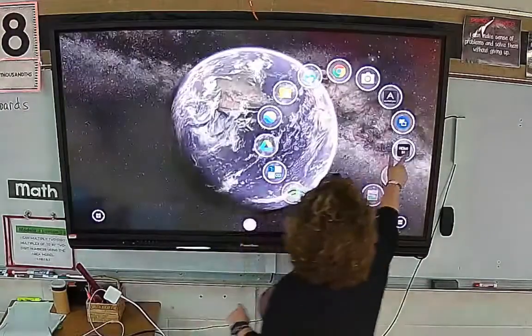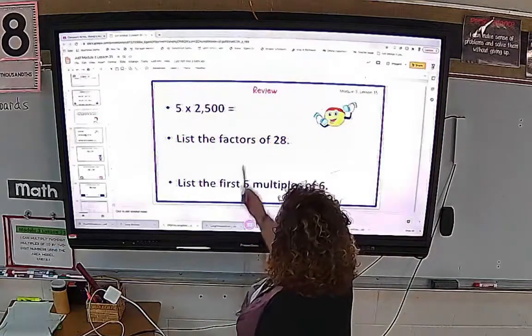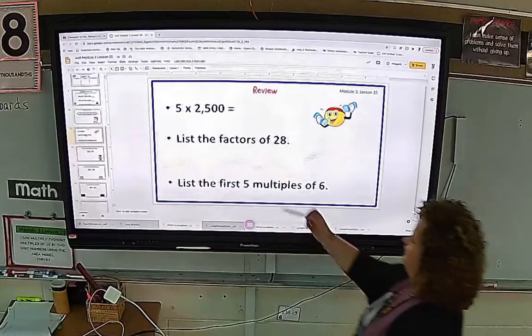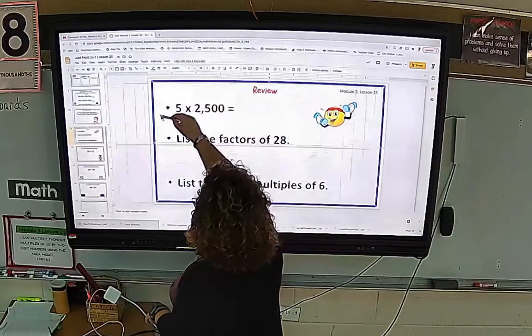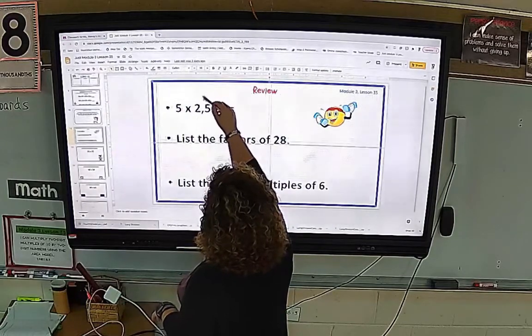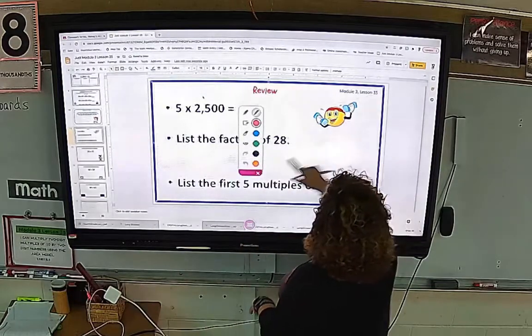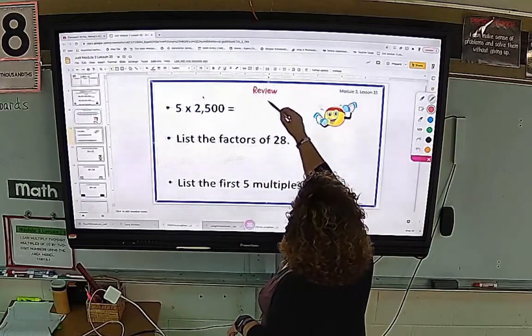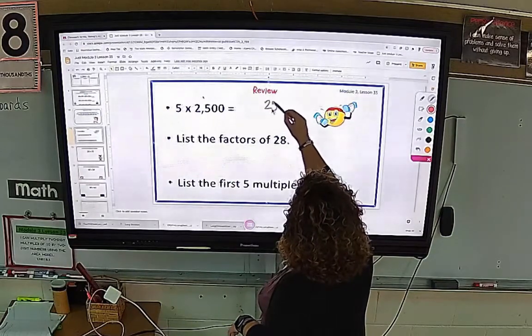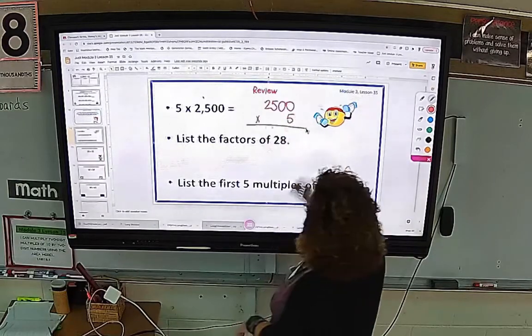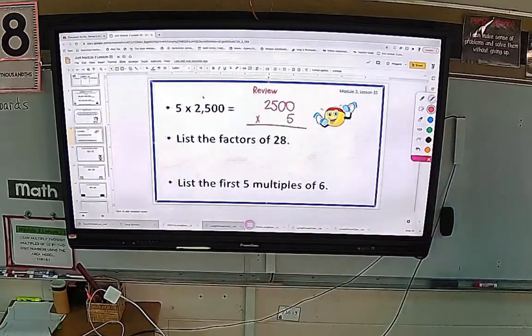let me go back to our regular slides here. Okay, so let's switch gears. Let's go into multiplication. So on your board, I want you to write this problem. But go ahead and turn it. This one you can do eventually in mental math, but today let's turn it. Okay. 2,500 times 5.